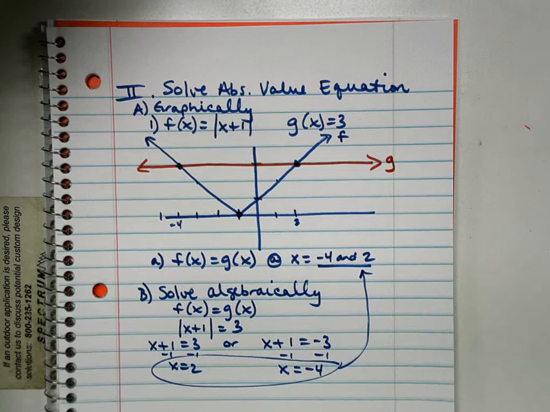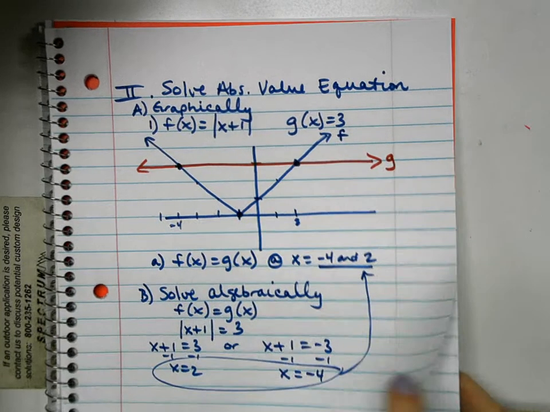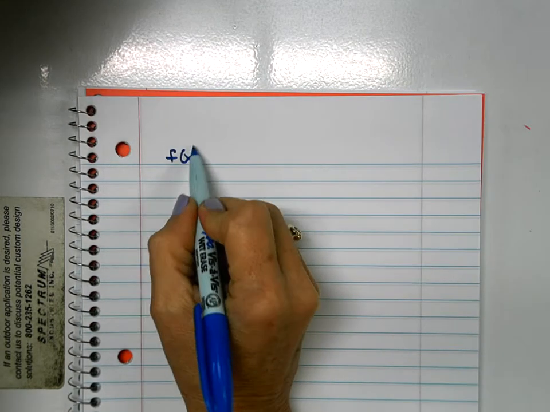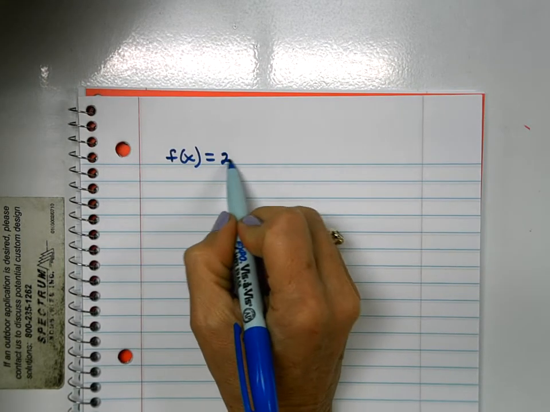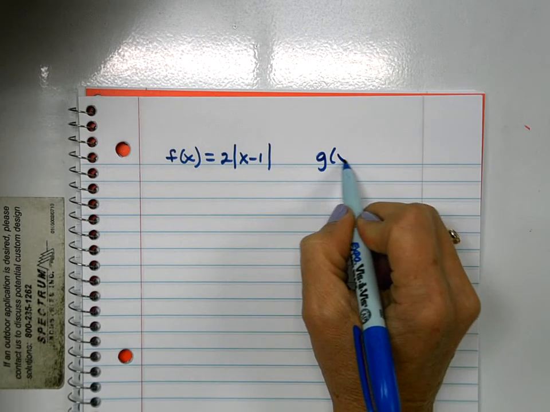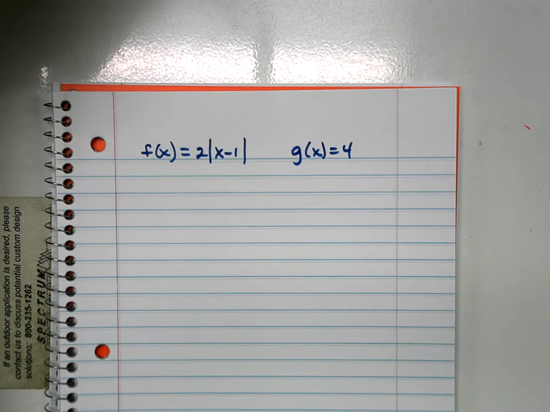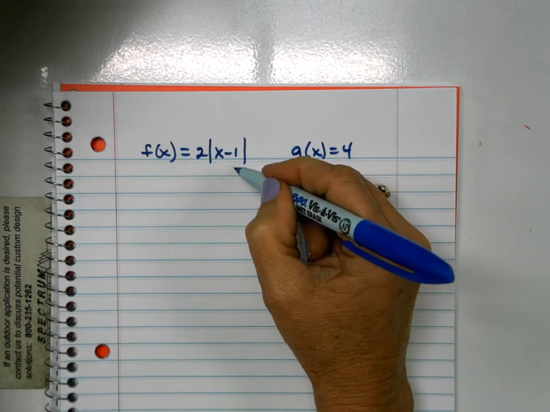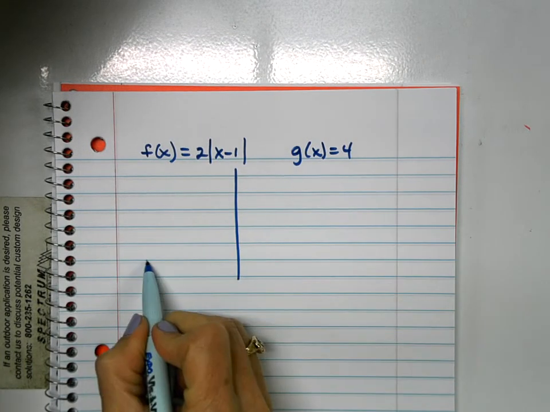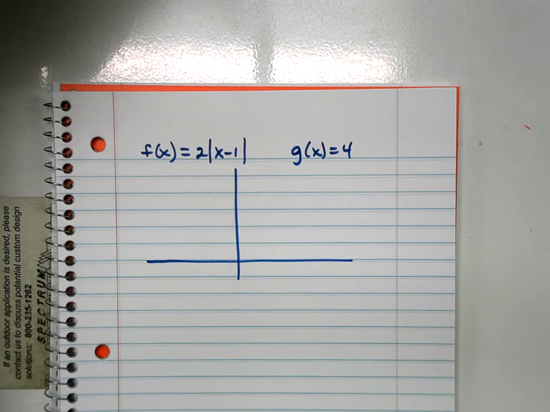All right, let's do one more of this kind, and then we're just going to do some algebraic stuff. So one more of this where we do the A and the B. Let's say in this case now f of x is 2 times the absolute value of x minus 1, and let's say g of x is 4. So let's first do graphically, show the two solutions, and then do it algebraically. All right, so set up an x and a y axis. Drop the x-axis way down, because we know we're going to be up at 4 based on what's given there.